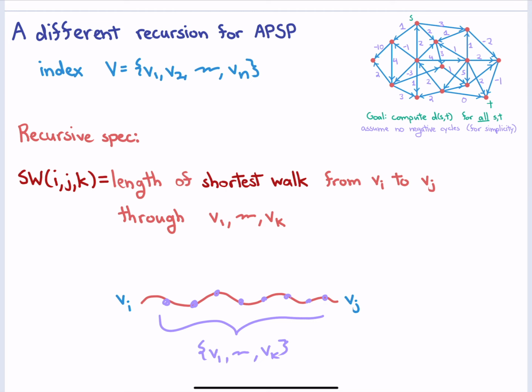How do I define the sequence V1 to Vn? Initially, at the beginning, you can choose any one you want. Any indexing will be fine. Just fix it, and any choice of indexing is fine.